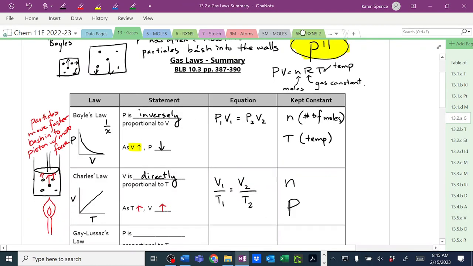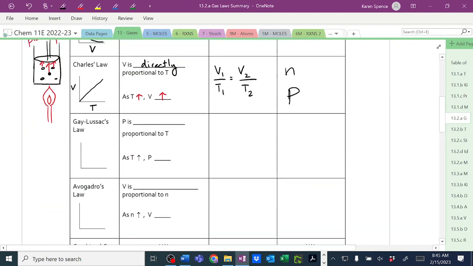That's good. All right, Gay-Lussac's law. You don't need to know the name of any of these laws. AP doesn't care if you know the name. They just care if you heat it, it expands, right? They don't care if you know the name.